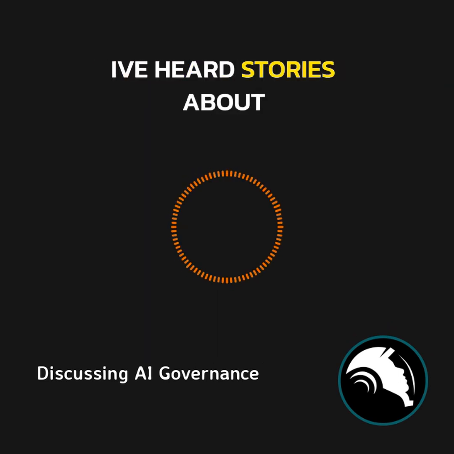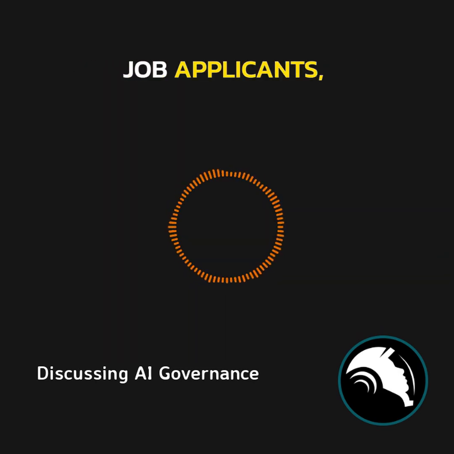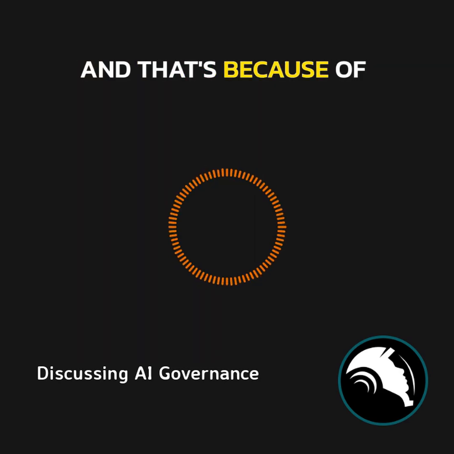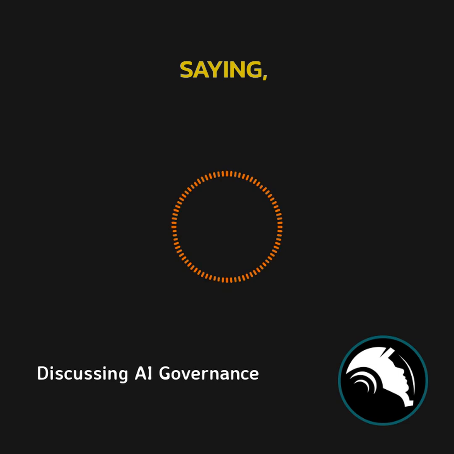Yeah, I've heard stories about AI being used to screen job applicants. And it ends up discriminating against certain groups of people. And that's because of biases in the data that the AI was trained on. It's like that old saying, garbage in, garbage out. Right. Exactly. And again, this is where the 4Es can help.